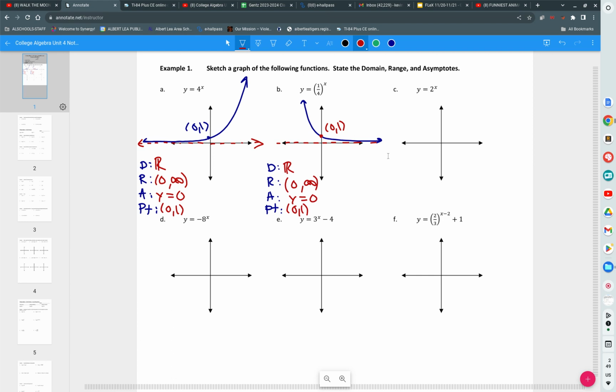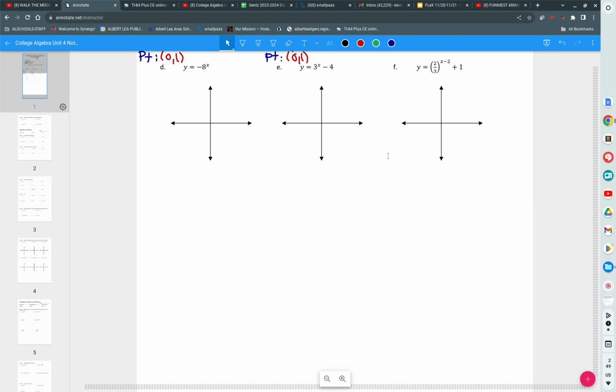Okay. So letter C, is it going to look like letter A or letter B? How come? Because the base is more than 1. Great, you got the idea. We move along. How is D going to look different? It's going to look like question 2, maybe. Is the base bigger than 1 or smaller than 1?